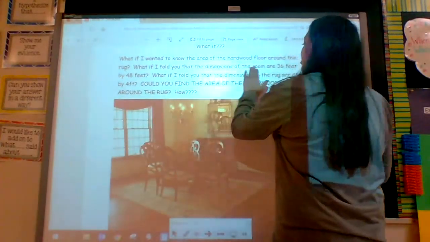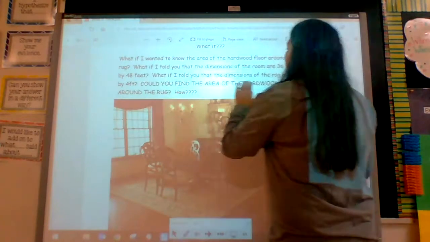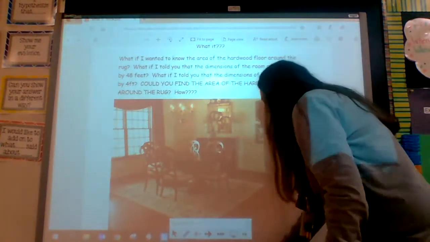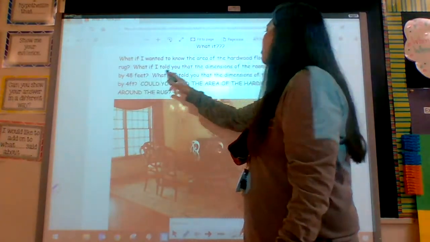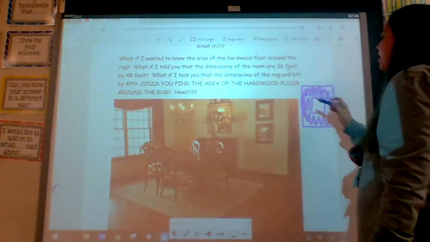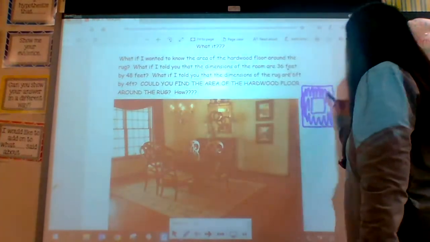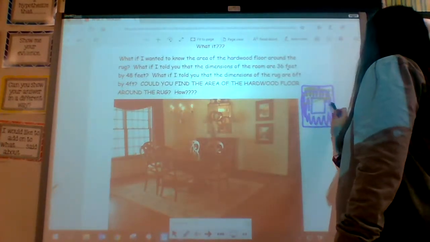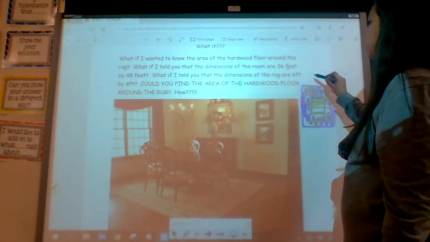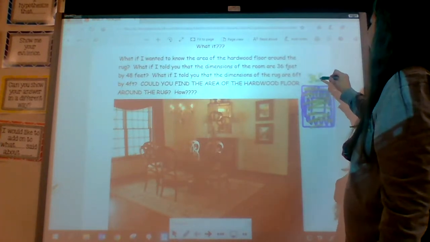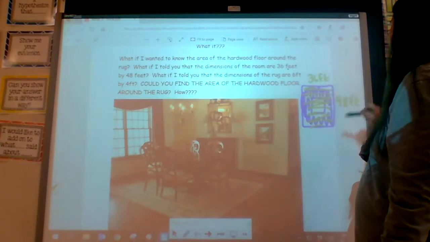What if I told you the dimensions of the room are 36 feet by 48 feet? So what that's telling me is that that's a length and that's a width of this rectangle of the entire room. So this entire room, if I colored in this entire room, is 36 feet by 48 feet.